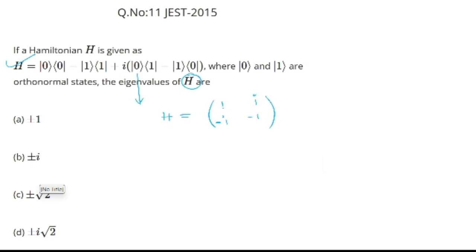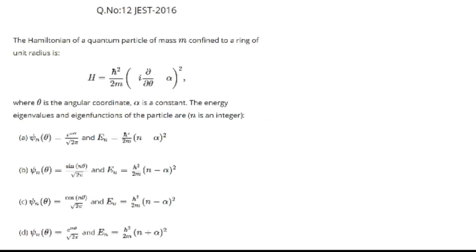But if we want to find the determinant, what will be the determinant? The determinant will be minus 1, then minus 1, so the determinant will be minus 2. So option B is not correct, option A is not correct. If we take this option, it is not correct either, so only C will be the correct option. Okay, next problem.